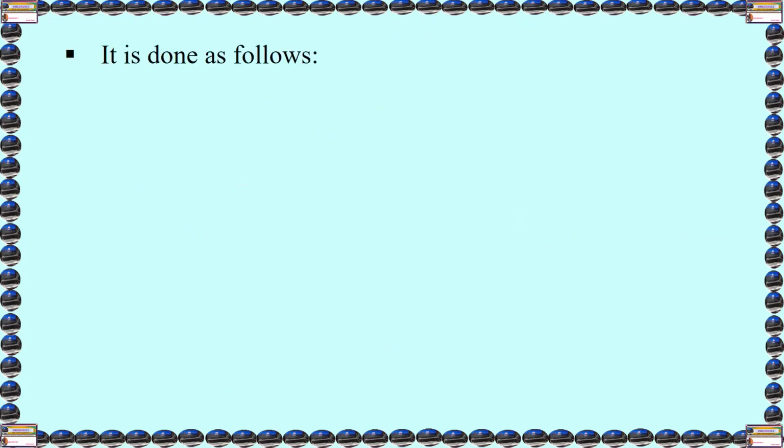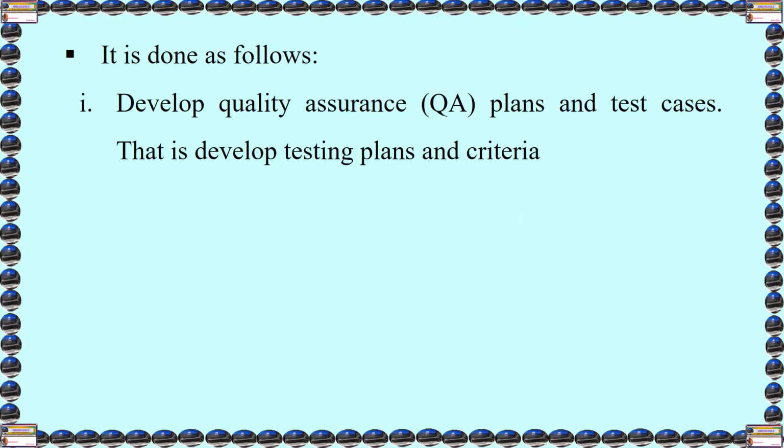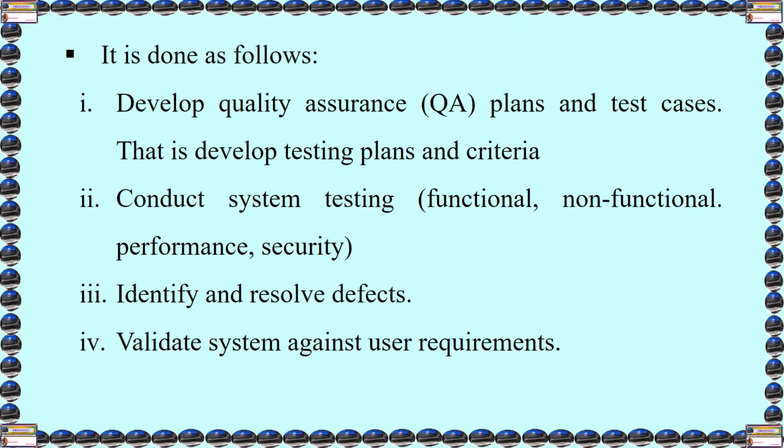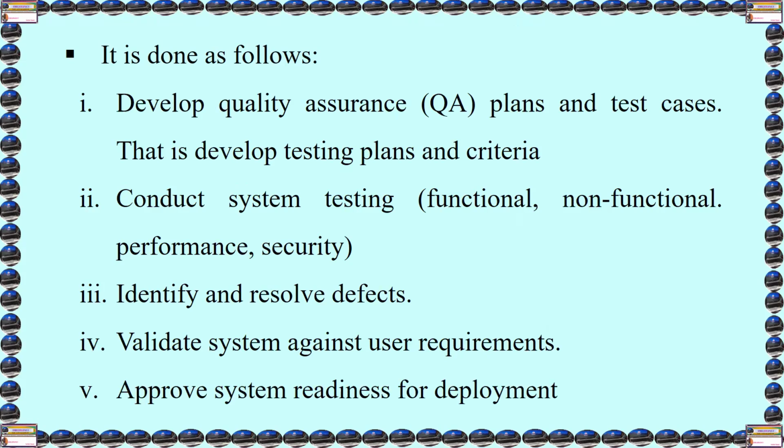Therefore, quality assurance is done as follows. Number one, develop quality assurance plans and test cases. That is, develop testing plans and the criteria. Number two, conduct system testing, which includes functional, non-functional, performance, and security testing. Number three is to identify and resolve any defects or errors realized. Number four, validate the system against user requirements. Number five, approve system readiness for deployment.